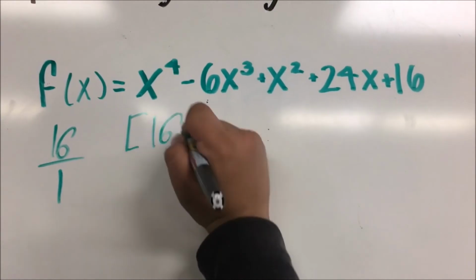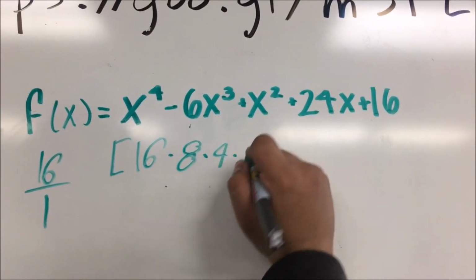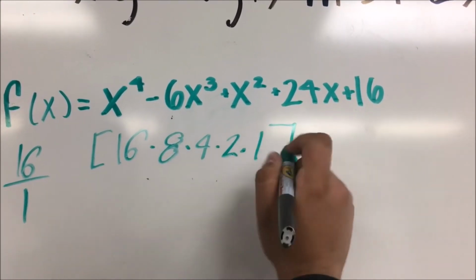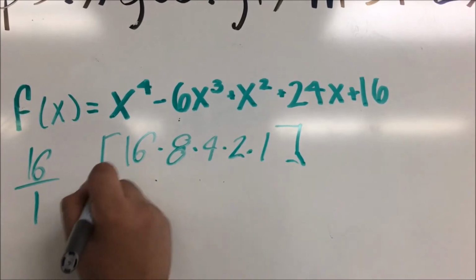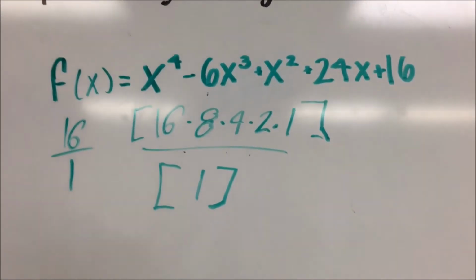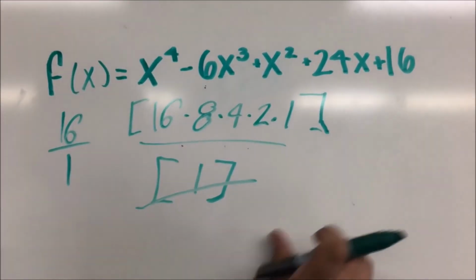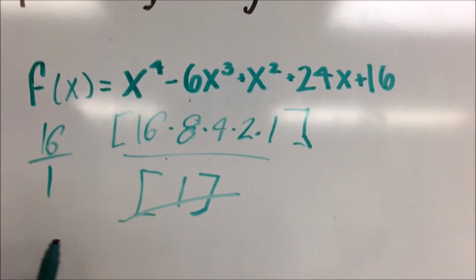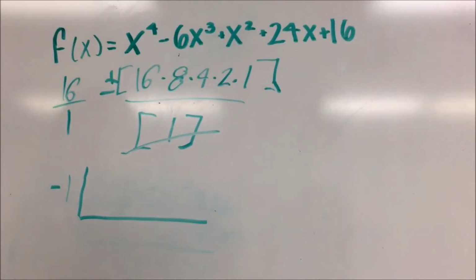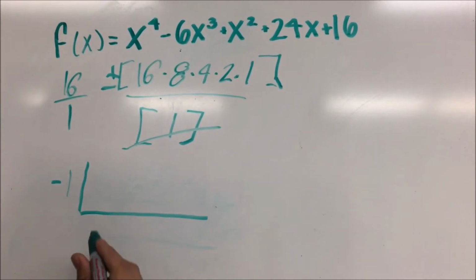For 16, you put 16 times 1, 8 times 2, 4 by 4. And there's only one factor for 1. Since the factor is just 1, we can cancel that out and just leave it with these 4. So you're going to test it out in synthetic division. Okay. So after finding these numbers, we're going to use synthetic division to solve for x.